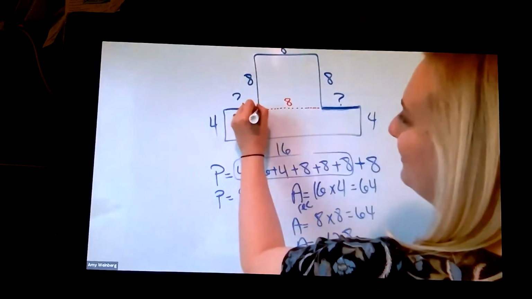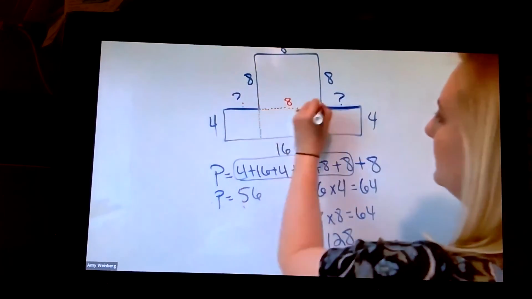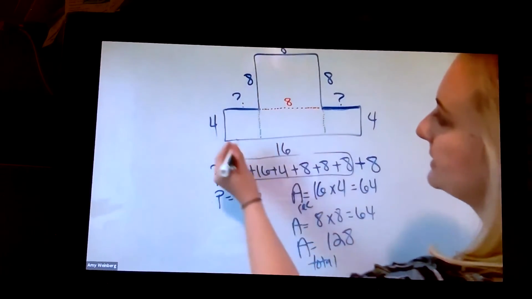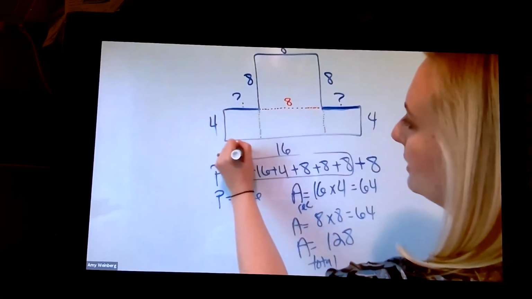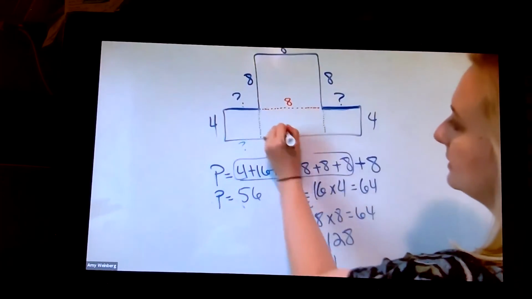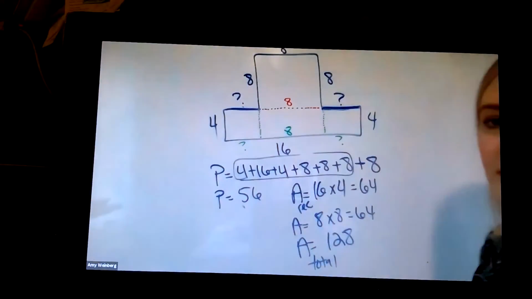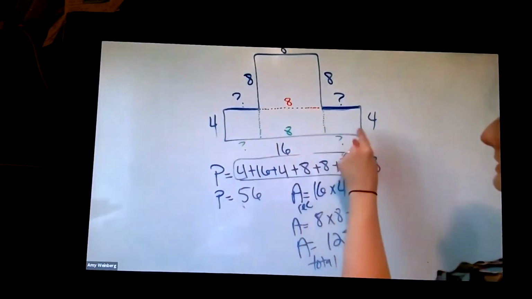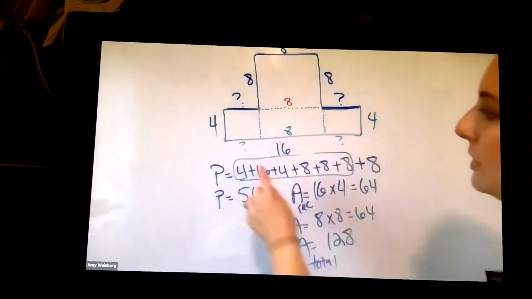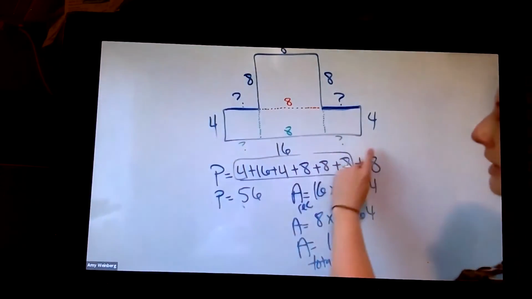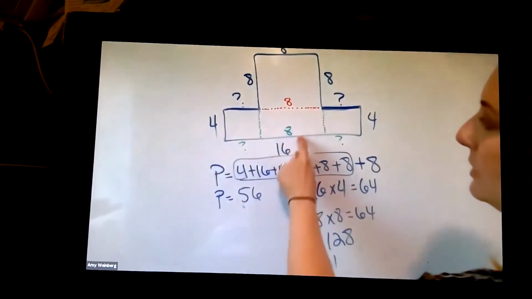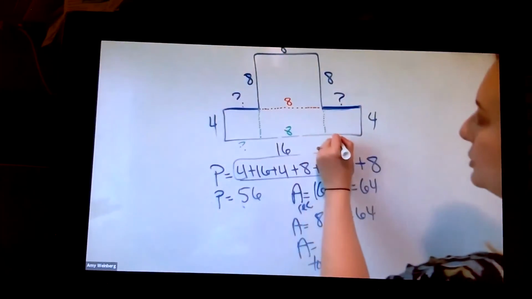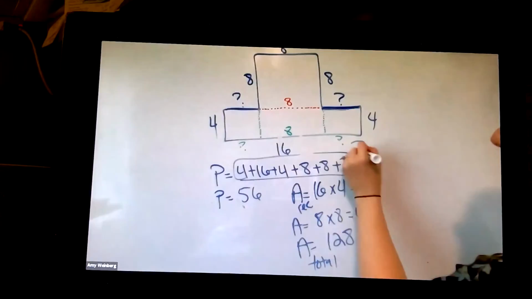Okay, if I extend this guy all the way down and I extend this guy all the way down, right? This 16 is a combination of question mark plus 8 plus my other question mark. So 16 equals this plus this plus this. So all I need to know is what these equal together. I don't care what they are separate. And so I can use this red 8 to figure out, okay, well, question mark and question mark have to equal 8 together.